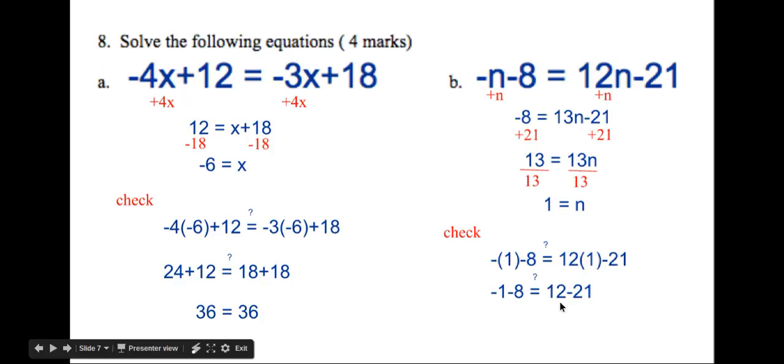Here we have different signs. So I'm going to subtract, and I'm going to keep the sign of the larger. 21 is bigger than 12, and it's negative, so it's going to be negative 9. So we get negative 9 on the left-hand side and negative 9 on the right-hand side. So therefore, this is true. So n must be equal to 1. Right, and that's it for question number 8. Have a good day.